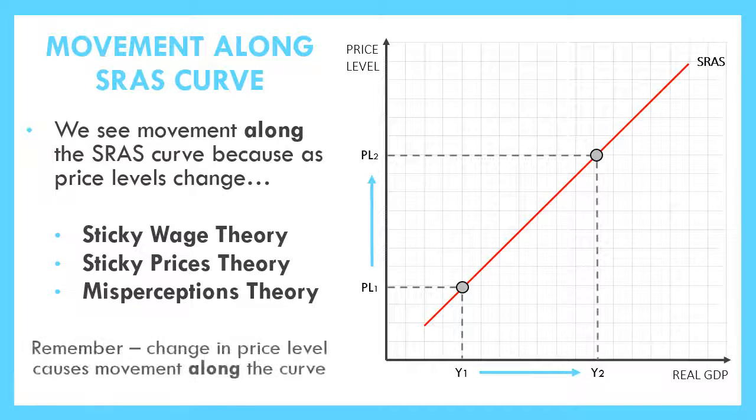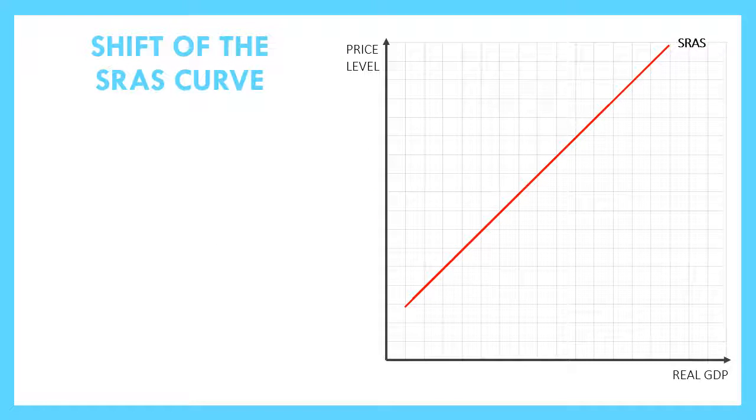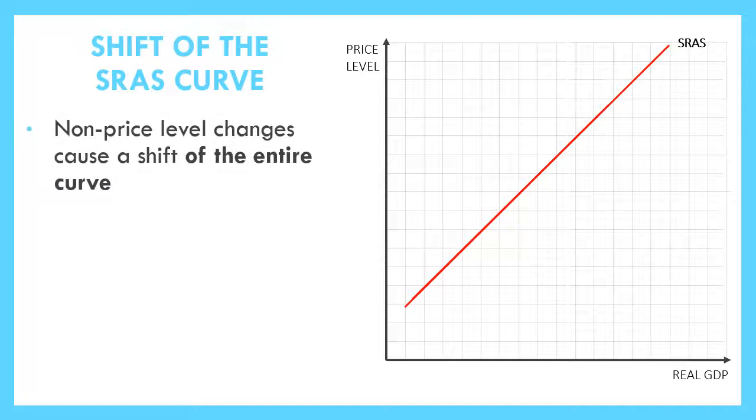So again, what we're seeing here is movement along the curve. Keep that in mind, movement along the curve. Then finally, we have a shift of the entire short run aggregate supply curve. A shift of this entire curve, remember, is not caused by a change in the price level. It's instead caused by a non-price level determinant.